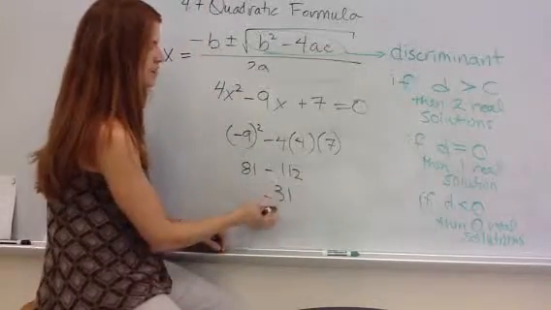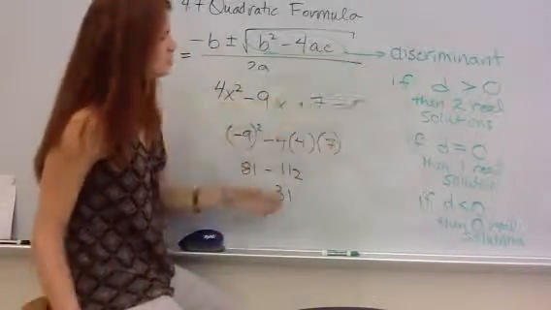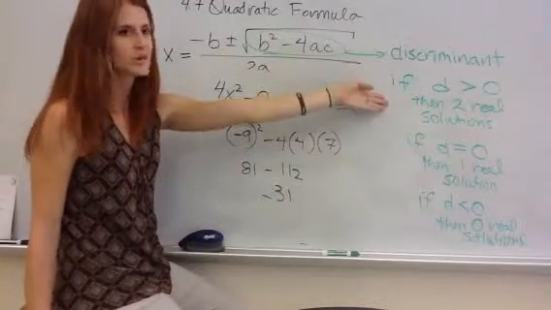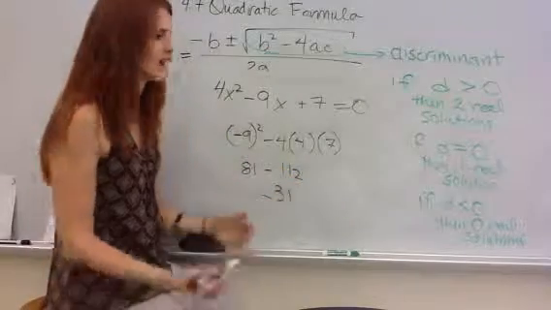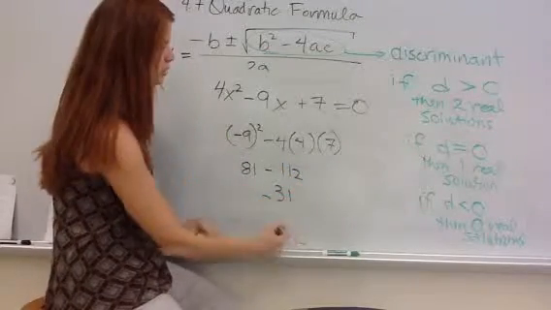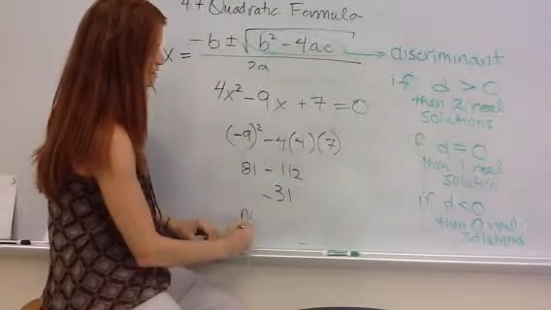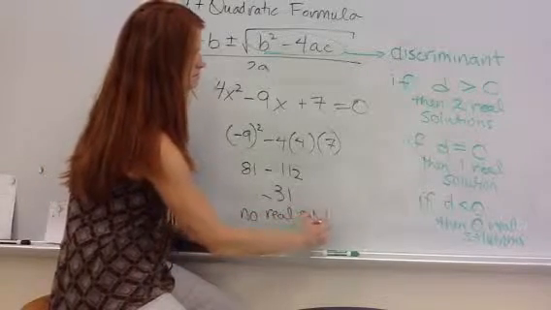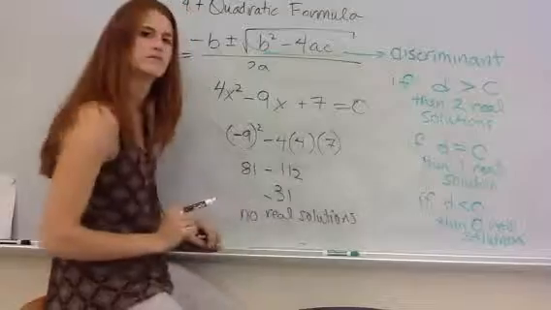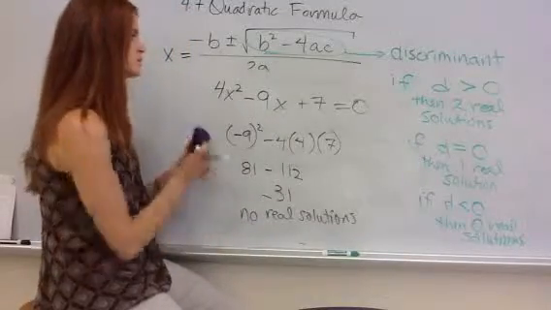So I got a negative number, a -31. Is my discriminant greater than 0? Nope. Is it 0? Nope. Is it less than 0? Yes. This tells me I have no real solutions. So my discriminant says I have no real solutions. Let's try another one.